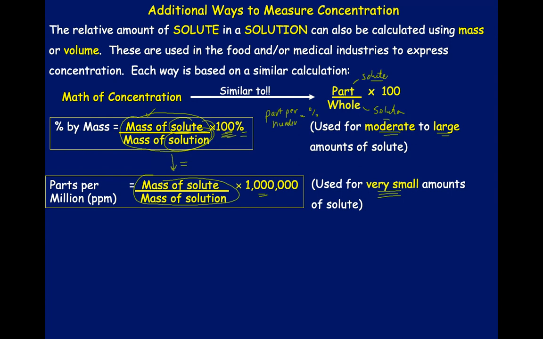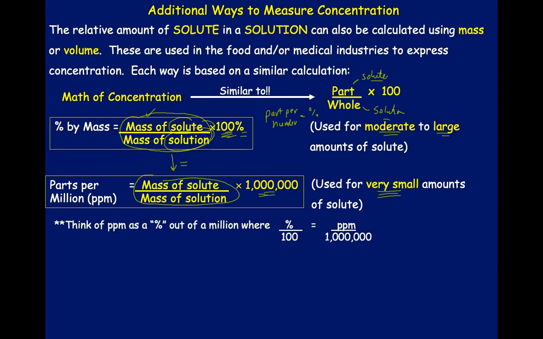Okay, and typically, for example, if you're water testing and testing the amount of minerals in drinking water, you would probably use ppm, because you're not going to find several grams per liter of impurities. You'd probably find very small impurities. So that's when you'd use ppm.